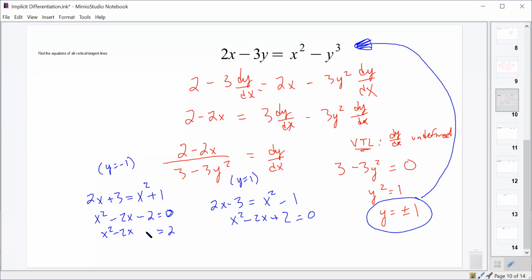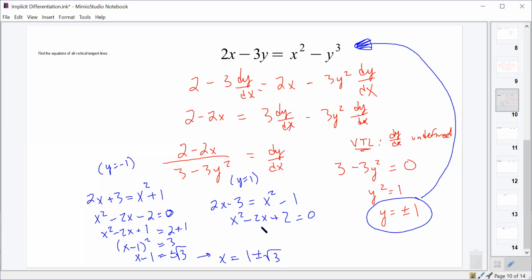How do we complete the square of that? A positive 1 or negative 1? Positive 1. Half of negative 2 is negative 1, and then squared is positive 1. So we add 1 to both sides. This should then factor, and we get x minus 1 equals plus or minus root 3. And x equals 1 plus or minus root 3.